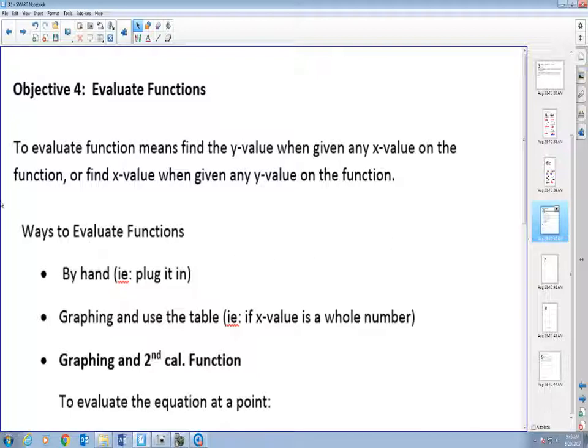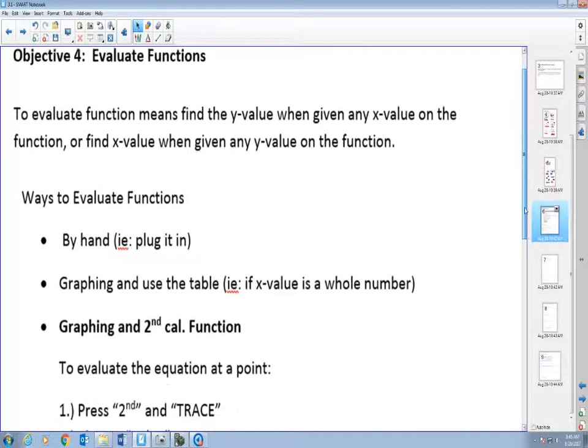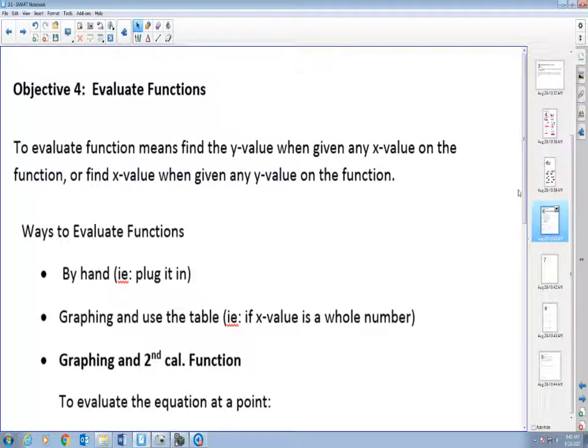Okay, so to evaluate a function means we will find the y value when given any x value on the function, or we can actually find the x value when given any y value. We can do it vice versa. Remember that the y variable is a dependent variable because it depends on what the input x value is.